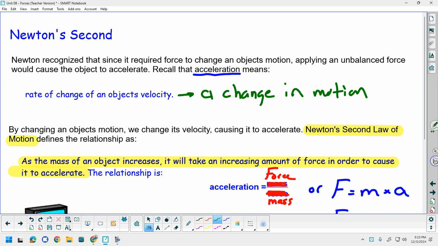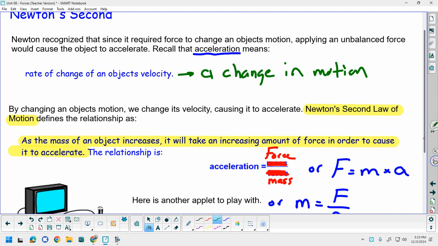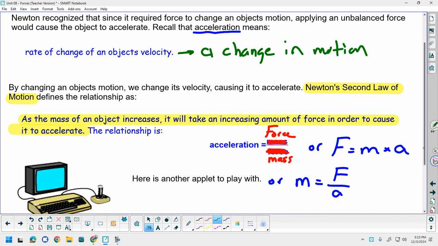So Newton's second law, again, says as the mass of an object increases, it will take an increasing amount of force in order to cause it to accelerate. And if we put that in a mathematical relationship, we would write it like this right here. Acceleration equals force over mass. Now on your note packet, I accidentally put mass over force, so make sure you correct it like I have up here on the board.